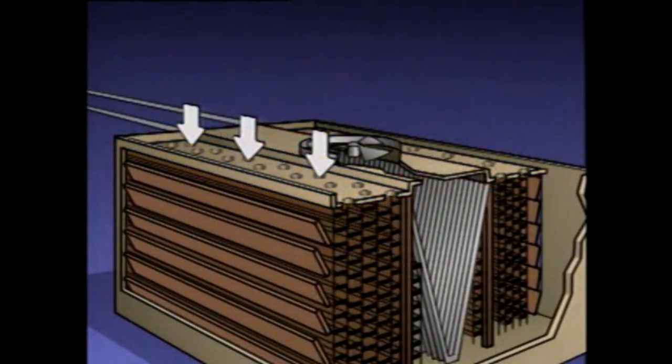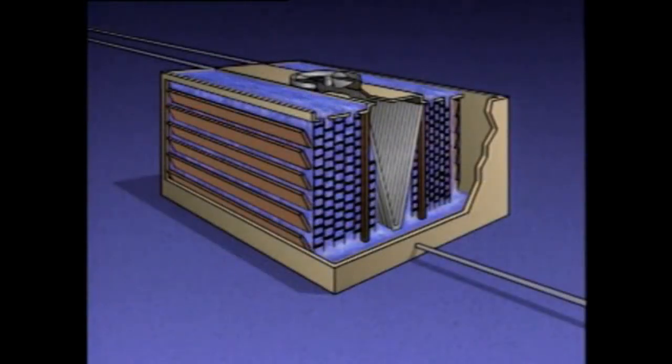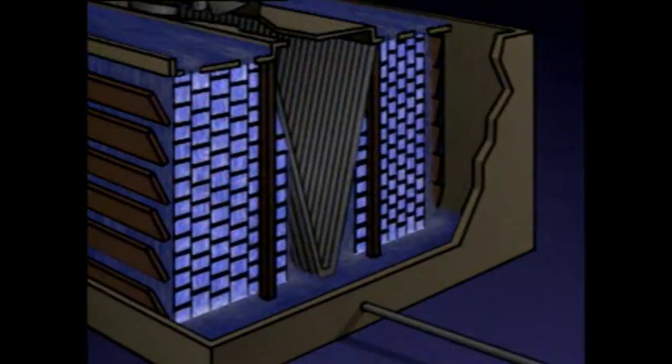Distribution nozzles direct the water from the troughs onto packing inside the tower. The packing slows down the water as it falls through the tower. It also breaks the water up into small droplets. Both of these actions promote better heat transfer inside the tower.